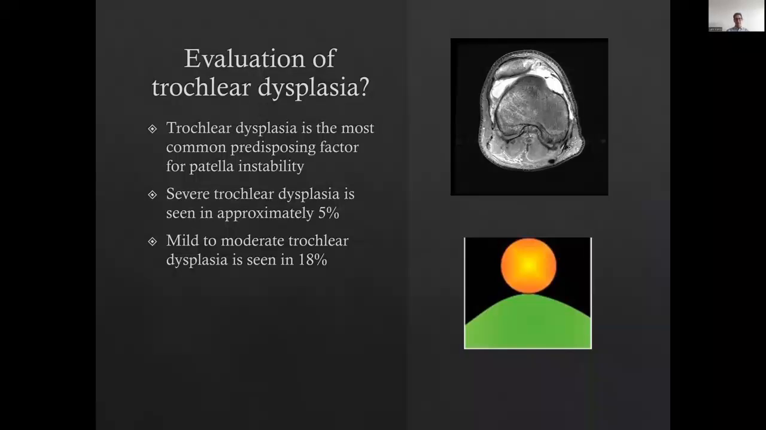However, trochlear dysplasia in very, very mild cases is seen in up to 18% of the population. So those people with just mild or moderate trochlear dysplasia are closer to normal than to real dysplasia. That's of importance.